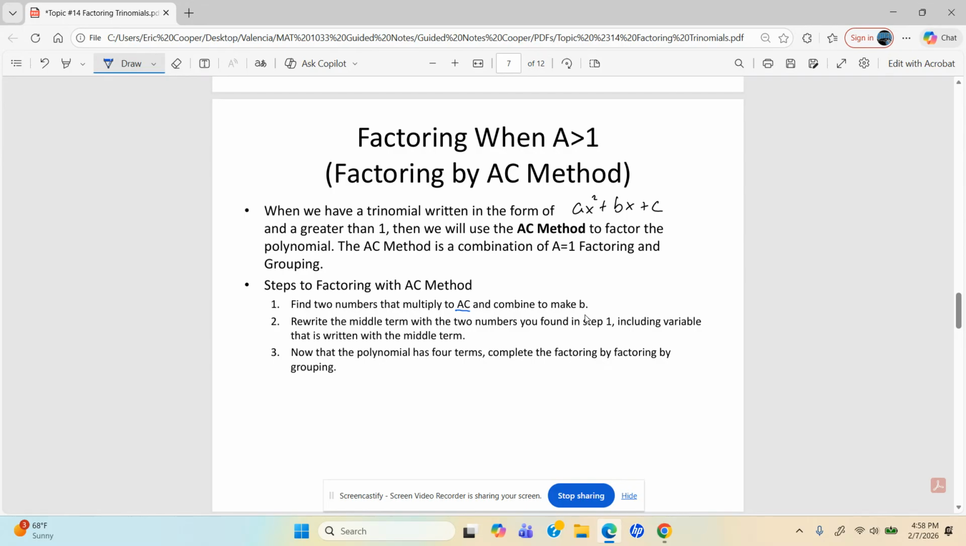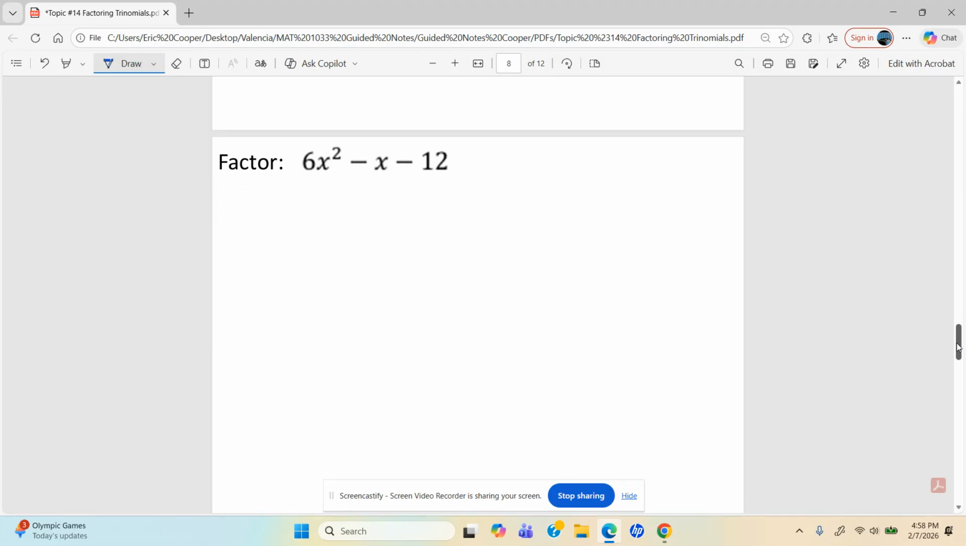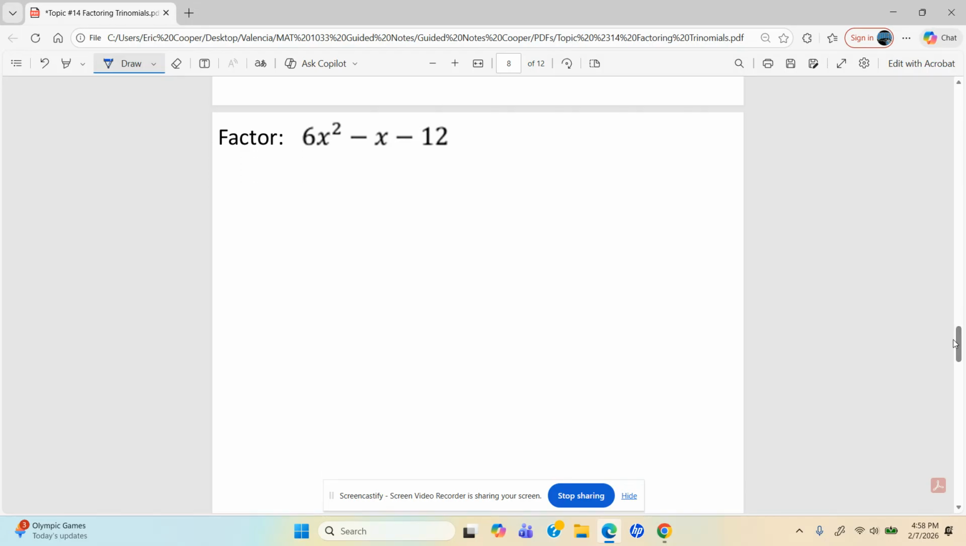to make b. Once we find those two numbers, we're going to rewrite the middle term with the two numbers we found in step 1, and we're going to include the variable that was with it. So we're going to take it from something that is a 3-term polynomial into something that is a 4-term polynomial. And the reason we do that is because when we have a 4-term polynomial, we can finish it by factoring by grouping. So we'll take everything we've done with factoring by grouping and finish the problem that way. Let's show you an example on this one.